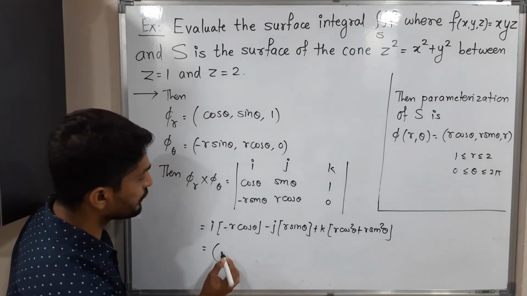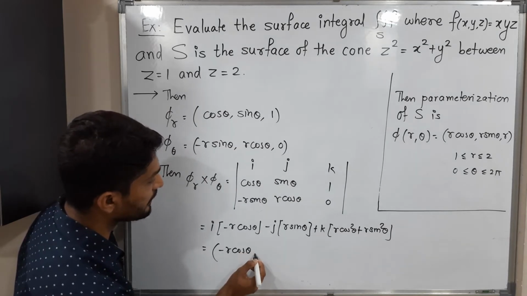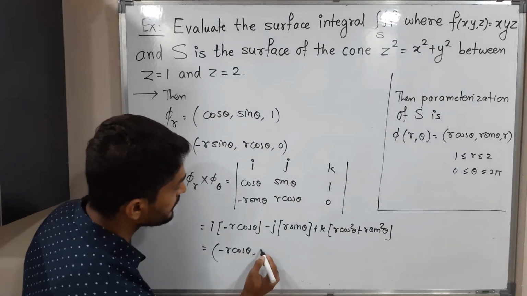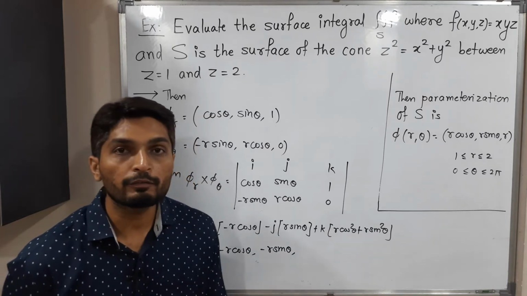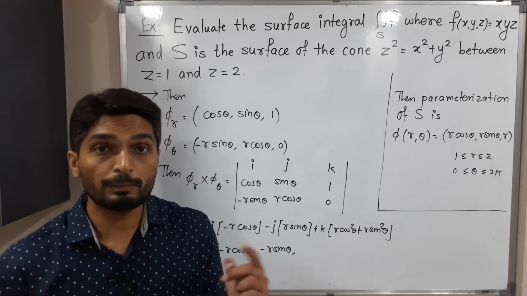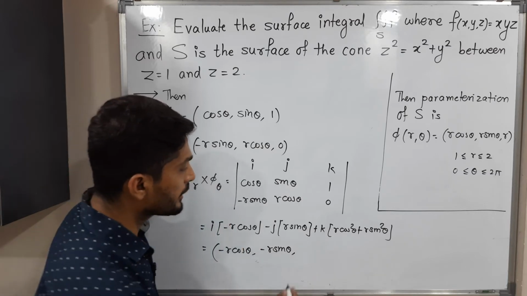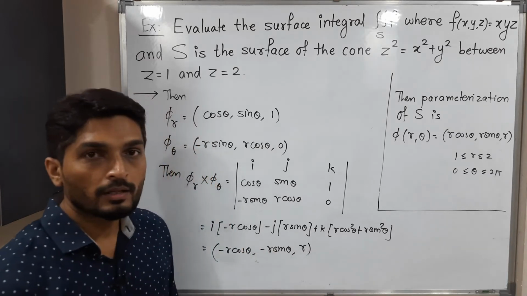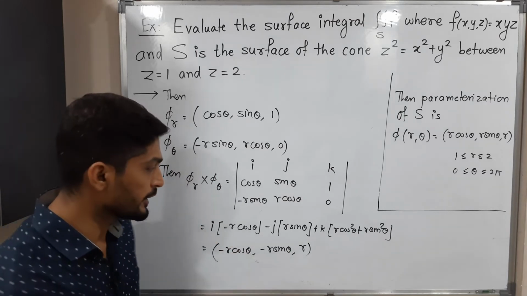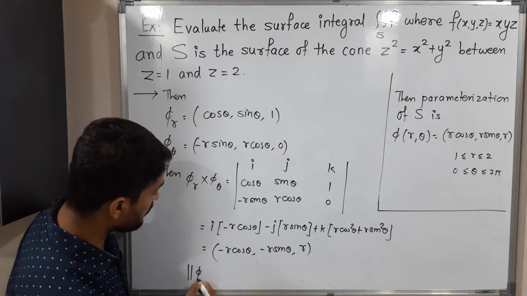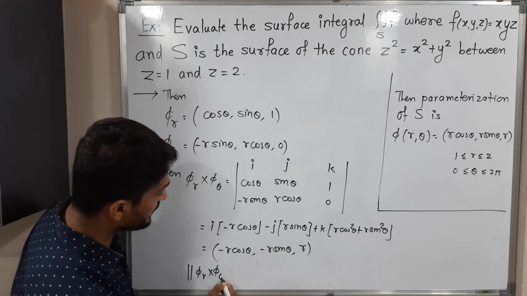So this is equal to, the first component is minus r cos theta, second component is minus r sin theta, and for a third component if you take r common, we will have cos square plus sin square 1. So r into 1, obviously r. So in this way we got the value of cross product. After that we have to take its norm. So let us do. So norm phi r cross phi theta, right?